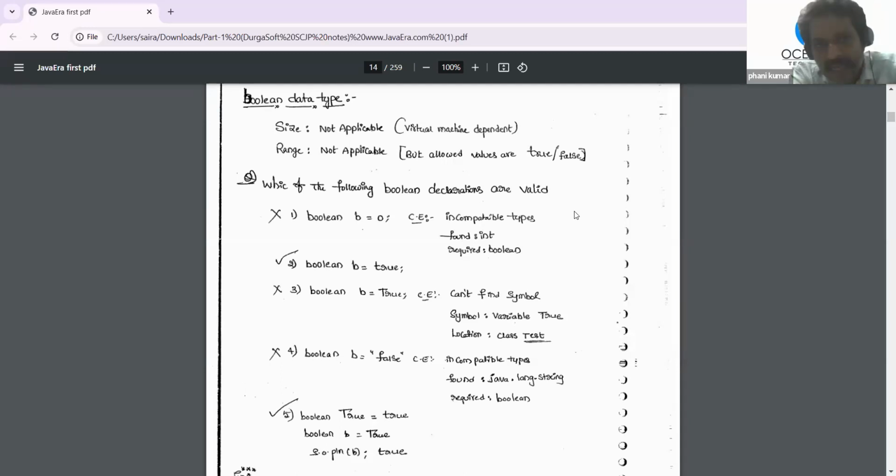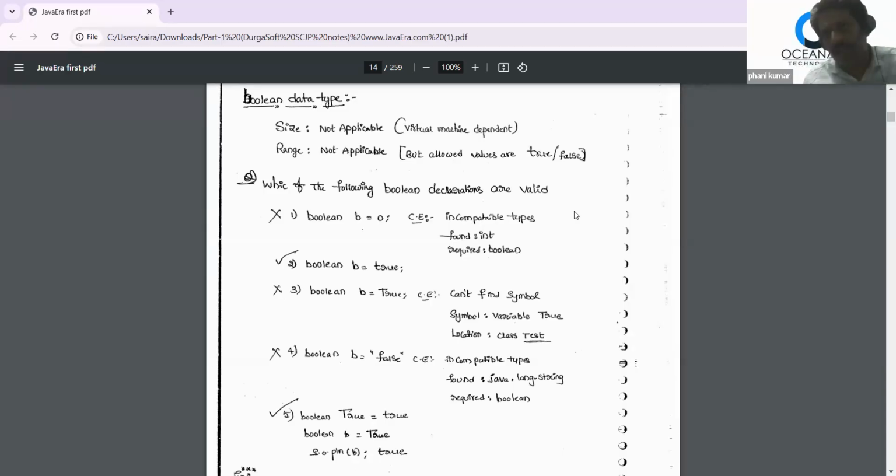The Boolean data type size is not applicable and the range is also not applicable. Sir, why? What's the reason? Why are we saying not applicable? The reason is the Boolean data type is dependent on the virtual machine. It's virtual machine dependent.